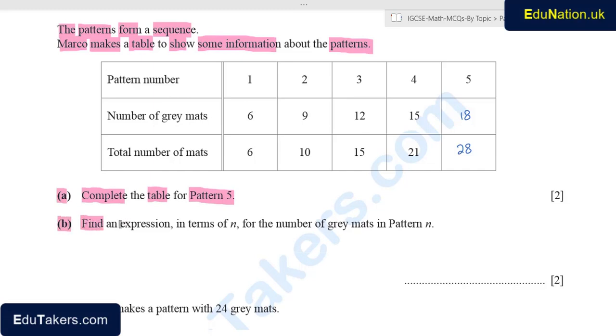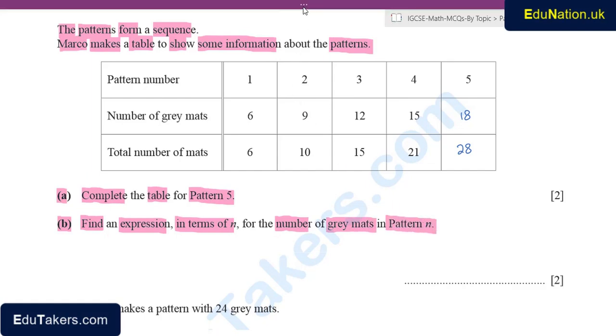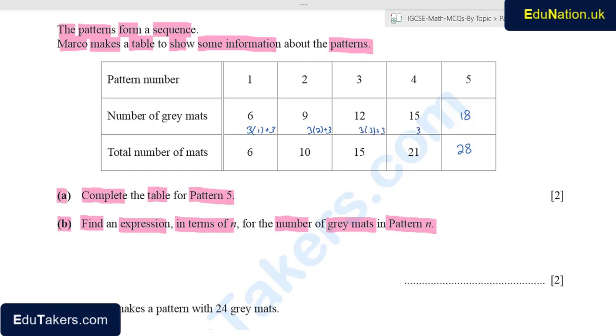Part B. Find an expression in terms of n for the number of grey mats in pattern n. For pattern 1, number of grey mats is 6. It can be 3 into 1 plus 3. This is 3 into 2 plus 3, 3 into 3 plus 3, 3 into 4 plus 3, 3 into 5 plus 3. So its nth term is 3n plus 3.